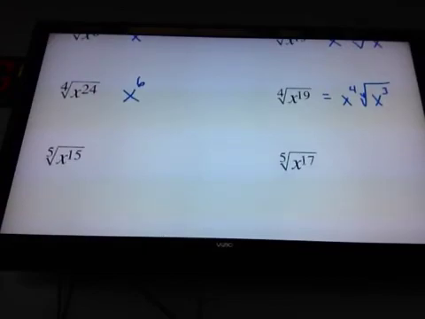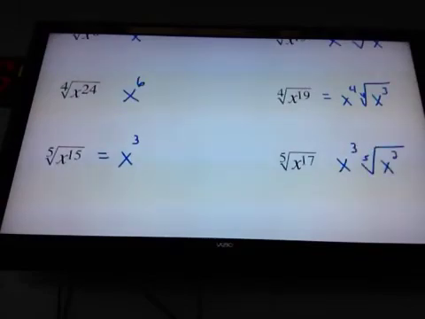5 goes into 15 evenly 3 times. 5 goes into 17 evenly 3 times with 2 left over. So when you're working with these variables, you can simply divide it by the root. And then how many times does it go in evenly? How many are left over?